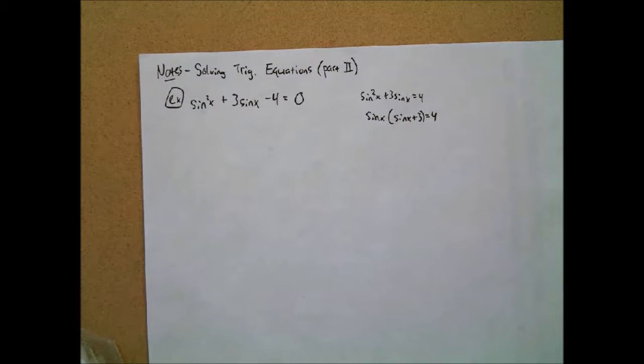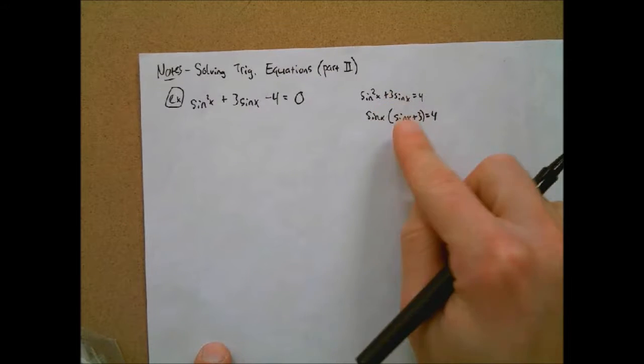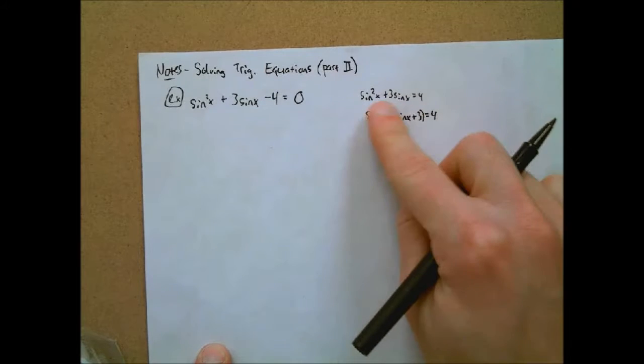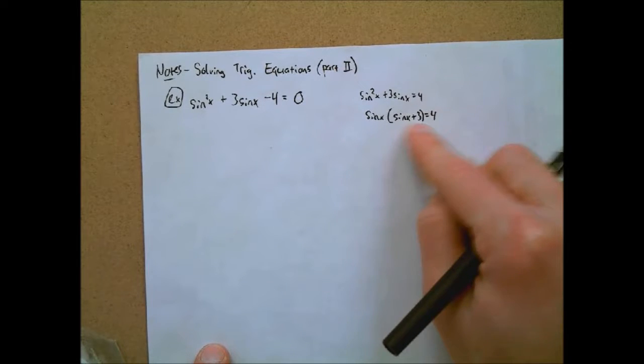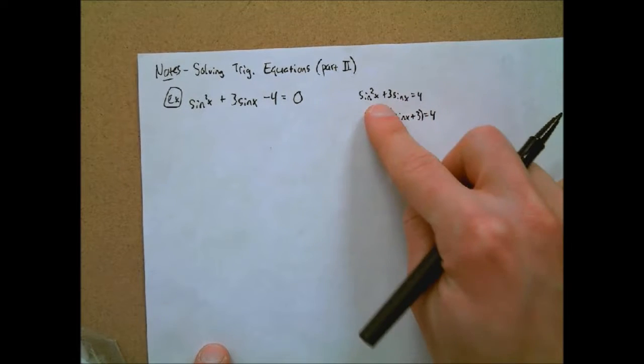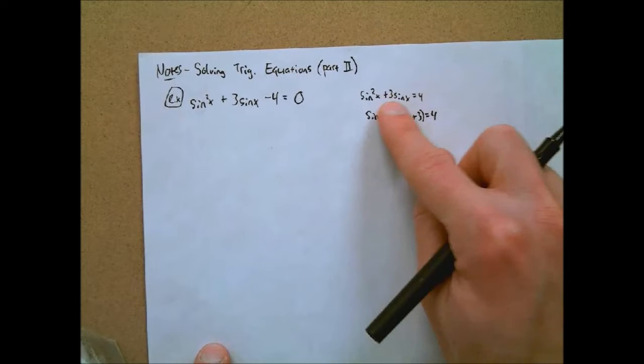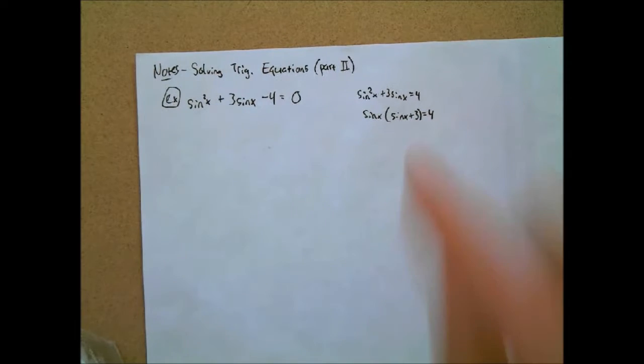So, Grant. Oh, from here to here, you're saying? So, I factored a GCF of sine of x. And so, like, right there, you can see sine squared, I took a sine out of it, and that leaves a sine behind. Taking a sine out of this, it leaves a 3 behind.